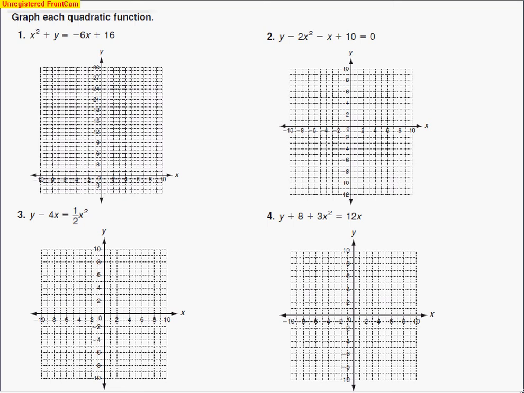For today's lesson, we'll be graphing more quadratic functions. It's just an extension to what we did yesterday. So let's take a look at the first problem that we'll end up seeing. On these problems, we might end up having to solve for y.